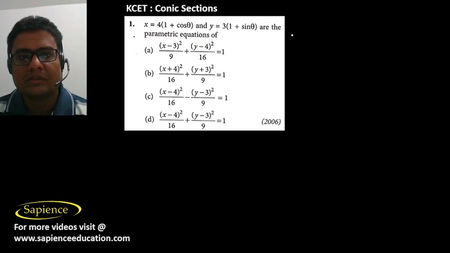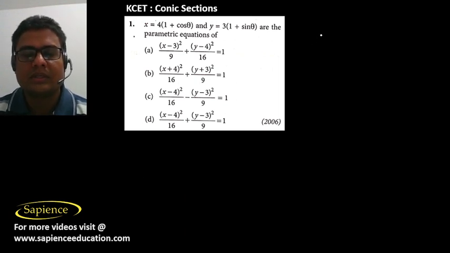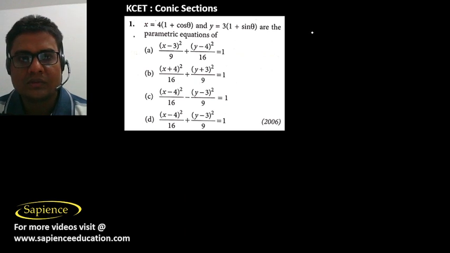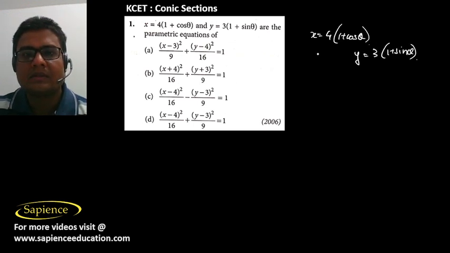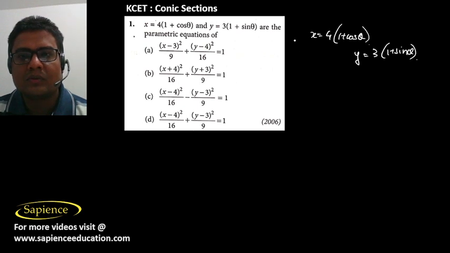So here, we shall start off with the very first question of the chapter Conic Sections. Here it is told that x is equal to 4 into 1 plus cos theta and y is equal to 3 into 1 plus sine theta. We have to find that these two are the parametric equations of which curve.